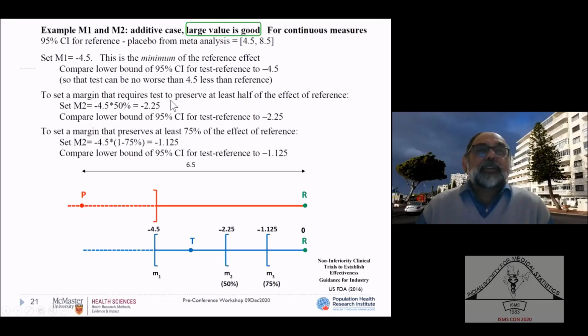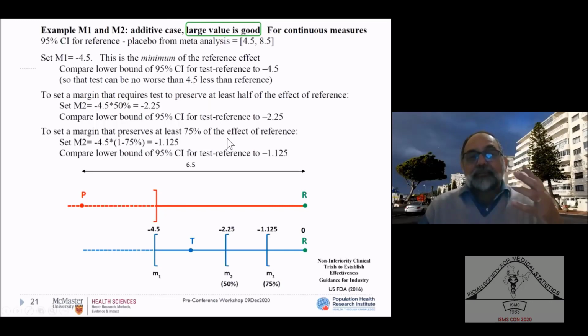To set a margin that requires the test to preserve at least half, then we would have minus 2.25. So if this is the lower bound of the confidence interval, we'll say, okay, we want to preserve this. This could be our margin. But if you wanted to preserve 70%, it's easy to do it in the additive case, and this is what usually statisticians like.